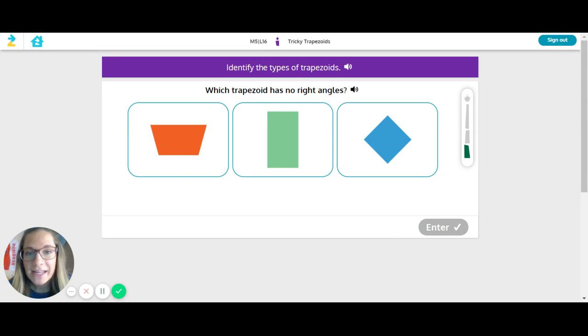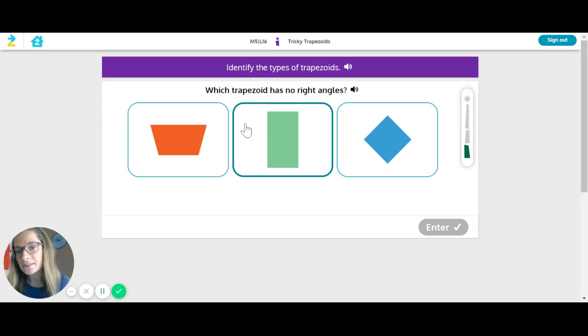Okay, which trapezoid has no right angles? Okay, let's review right angles. So that is an angle that makes a perfectly 90-degree angle. So it would look like this. Here's a right angle.